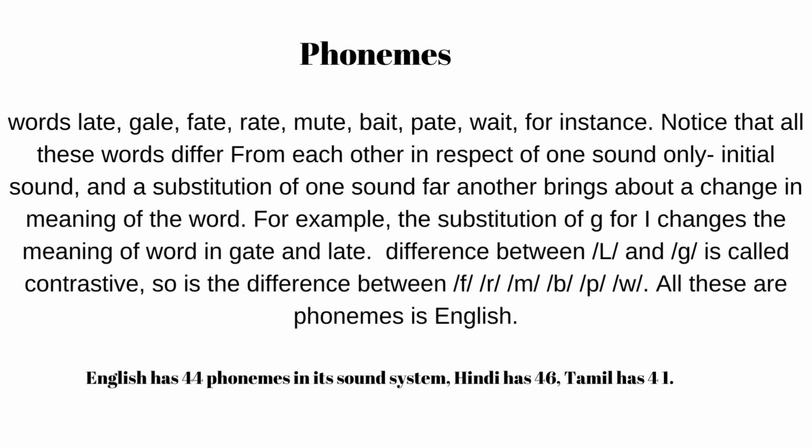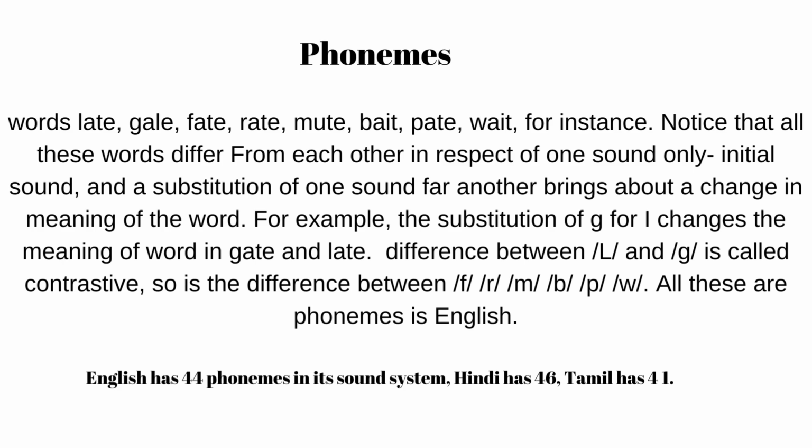Let's see, there are certain English words like late, gate, fate, rate, mute, bait, wait. Notice that these words differ from each other in one sound only, the initial sound, and substituting one sound for another can bring about a change in the meaning of the word. For example, if I substitute G for L, the word gate changes to late. So the difference between L and G is called contrastive, and all of these are phonemes in English. Similarly, if you take lake, for instance, and substitute the vowels: lake, look, lick, leak, lock, lurk, right? These are the vowel phonemes of English.